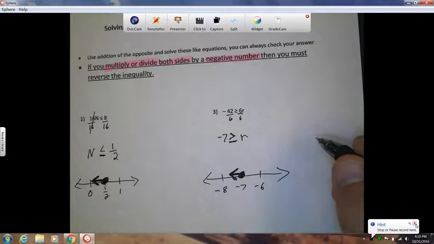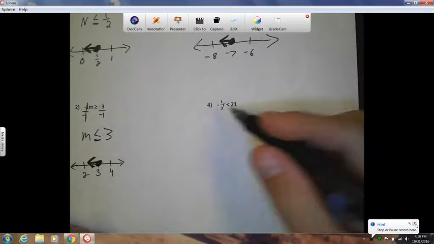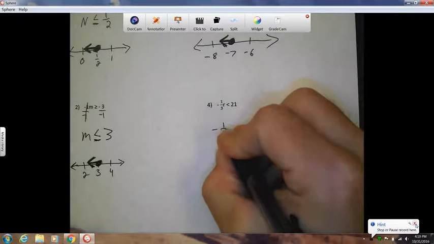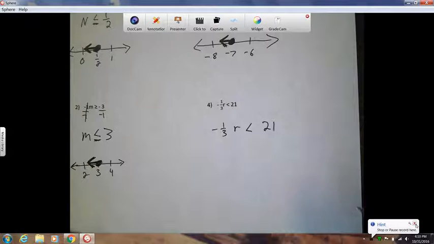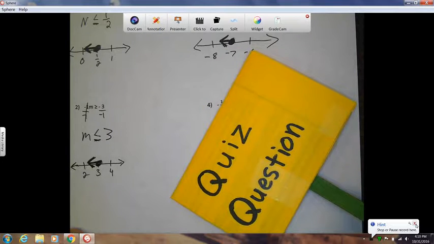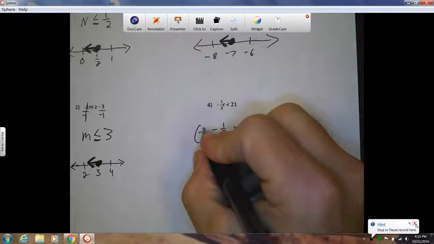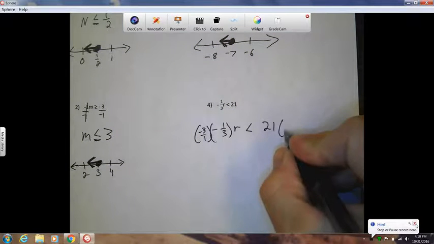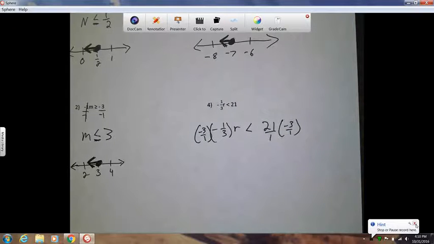Negative 1/3 r is less than 21. So if you're going to solve this, here's a quiz question. It's multiplied by a fraction. You multiply by the reciprocal. And write it the way I'm writing it. Take your time and annotate this so you can see how these cancel out.